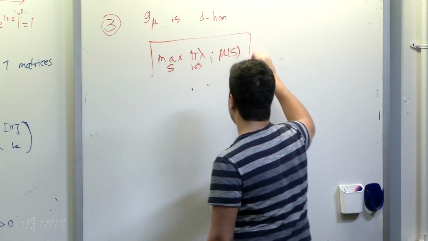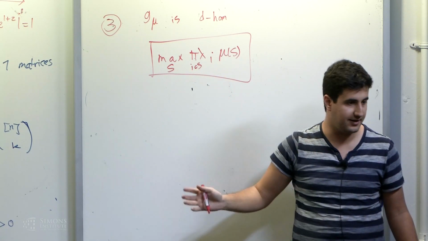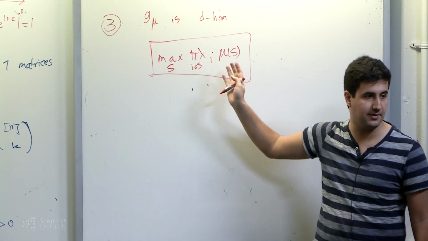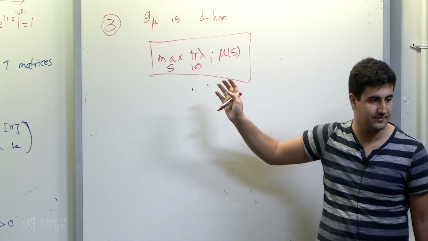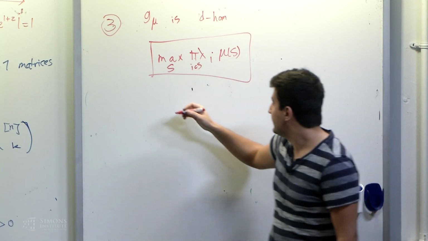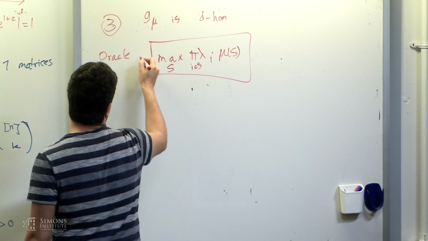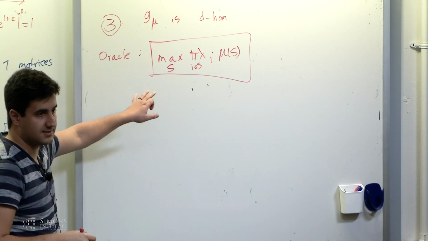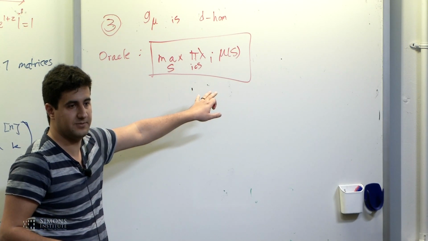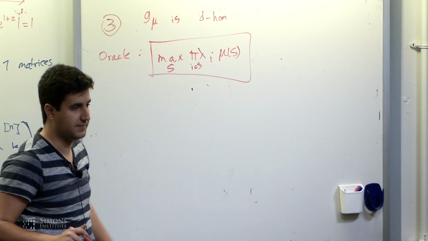Let's say that you have an oracle which gets some positive numbers lambda I, and gives you the set that maximizes this. So you have an oracle like this that maximizes these things for you. And for the case of matroids, this is just linear optimization over the matroid polytope. When you take the log of everything, everything becomes linear, right?